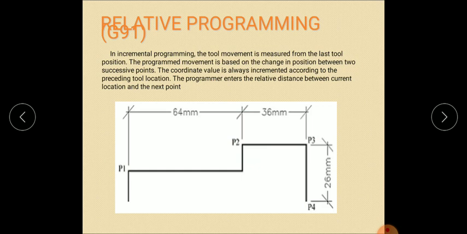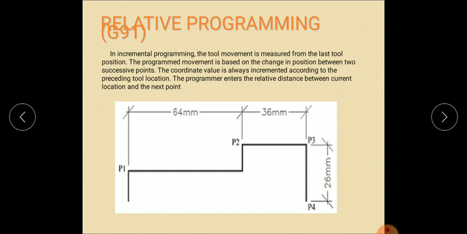Unlike absolute programming, there is no reference point given here. The dimension is considered between two points, P1 and P2, and similarly P2 and P3. P1 to P2 is measured as 64 mm, then P2 to P3 is 36 mm. In terms of the vertical axis, P3 to P4 is 26 mm. So the difference between two points is considered, unlike the origin.